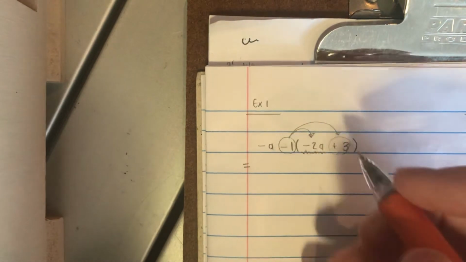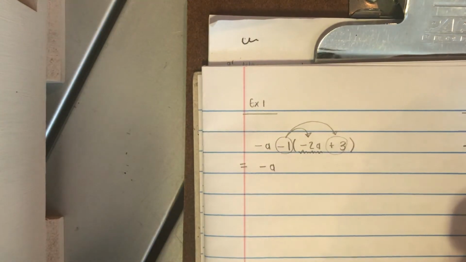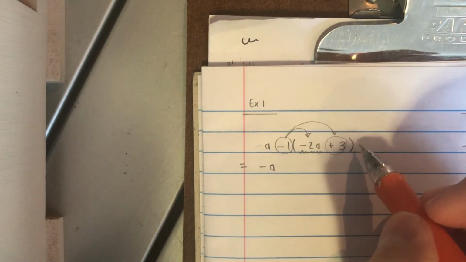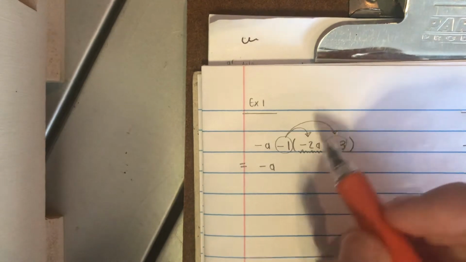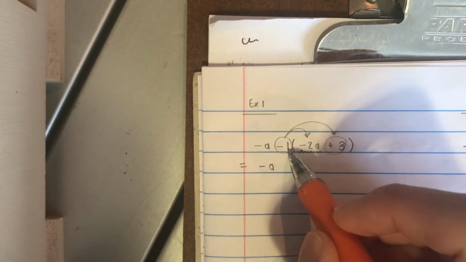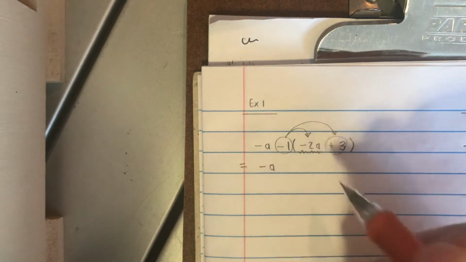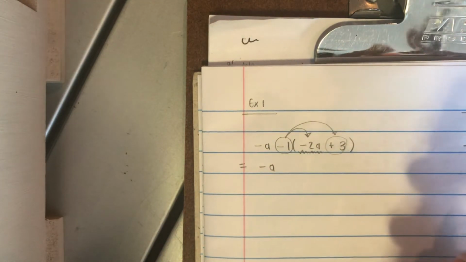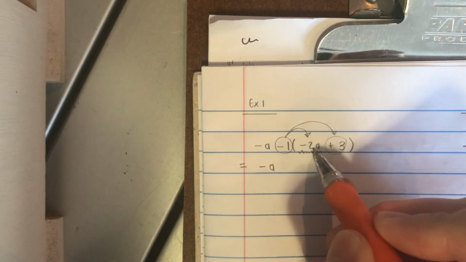So let's do this. The -a is going to remain there. Okay, nothing's going to happen. We're first going to simplify the brackets, get rid of the brackets. So it's -1. Don't just write a negative here and then say 1 times -2a. Okay, it's going to cause problems. You have to take -1, multiply it with -2a.